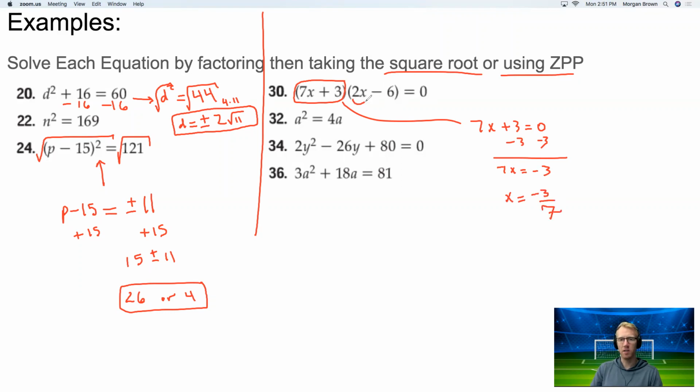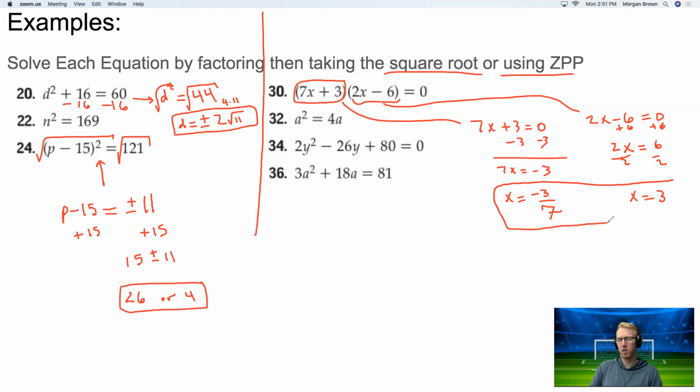Or on the other hand, maybe this part is equal to 0. 2x minus 6 equals 0. Add 6 to the other side, so you get 2x equals 6 because we did plus 6, plus 6. Then divide by 2 and you get x equals 3. So we get two answers. Both of these are possibilities. And when you graph it, it's a parabola, of course, remember that it's going to cross usually two different times.